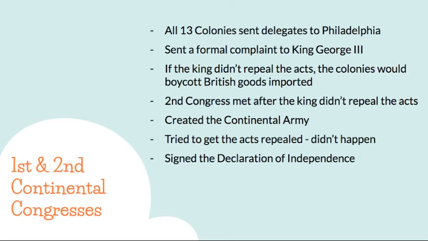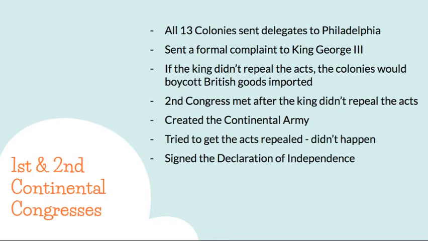Okay, so the first Continental Congress was a direct result of the colonists' anger towards the Intolerable Acts, as well as the Stamp Act, Sugar Act, those laws that were passed without consent of the colonies, right? So all 13 colonies sent delegates to Philadelphia for the first Continental Congress. The delegates wrote a letter, essentially, to King George III asking the king to repeal the Intolerable Acts. It was a formal complaint, right? It was like a bad Yelp review.